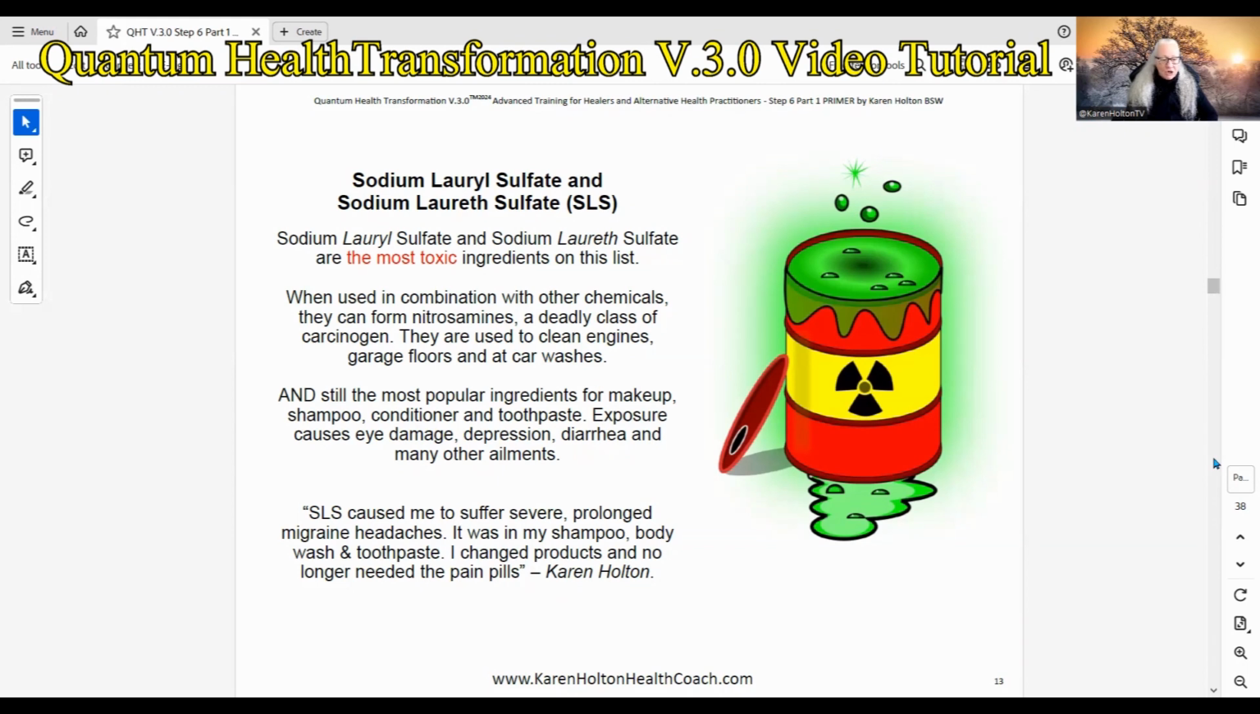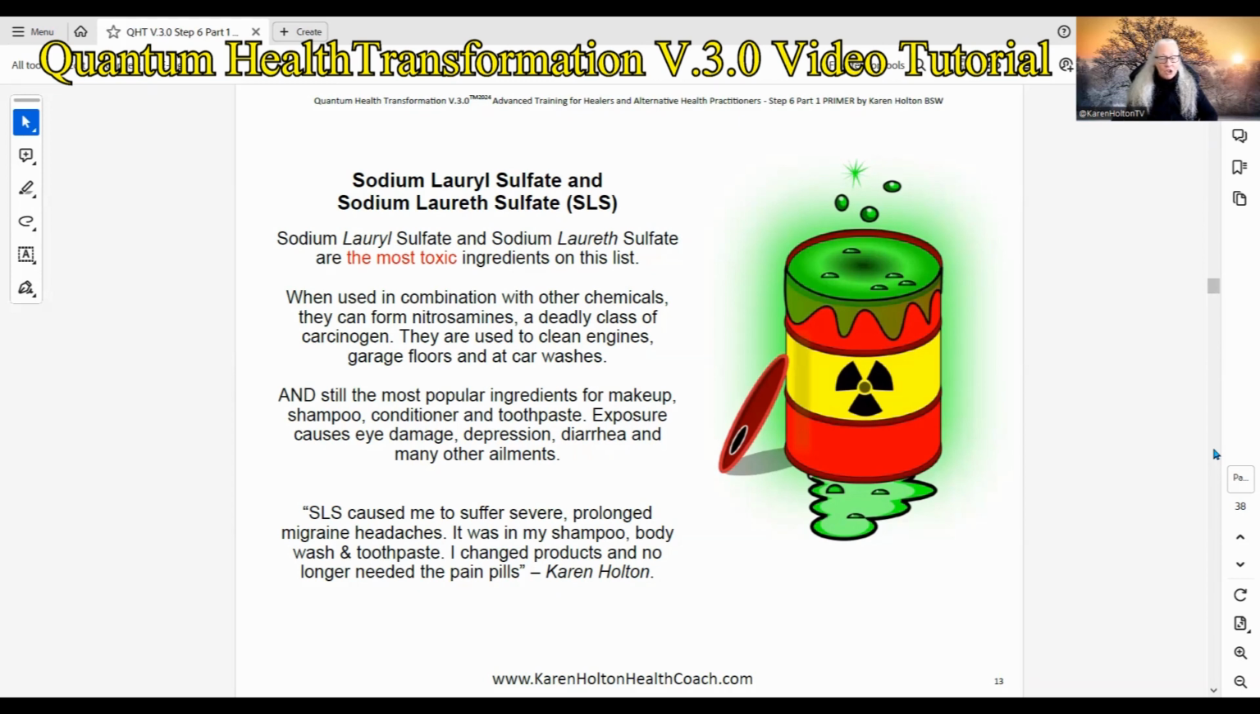And on a personal note, SLS caused me to suffer severe prolonged migraine headaches. Years and years and years going to the doctor, and all they did was give me narcotics for the pain. But then I found out about SLS. It was in my shampoo, my body wash, and my toothpaste. And when I changed products, I no longer needed the pain pills because the headaches went away.